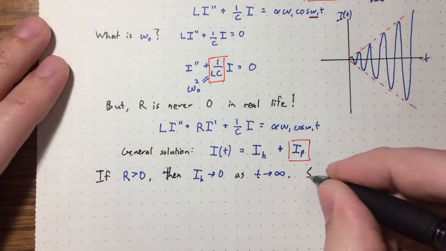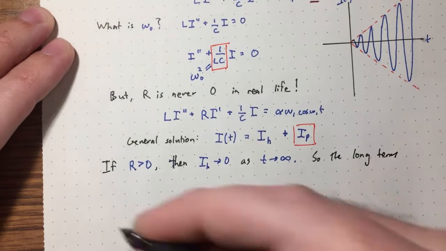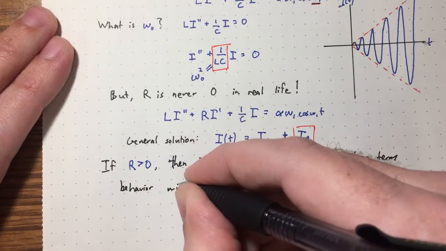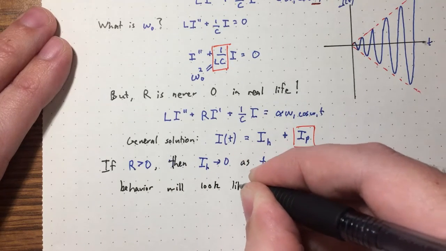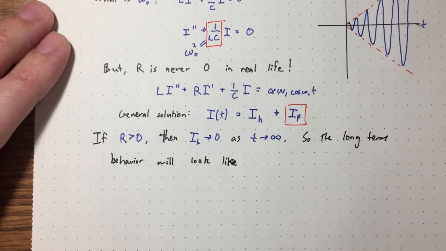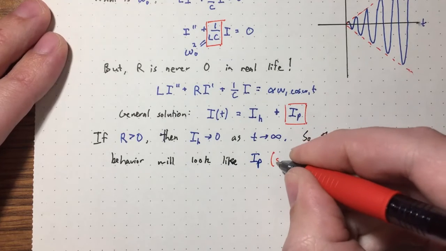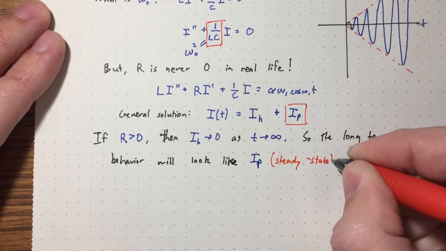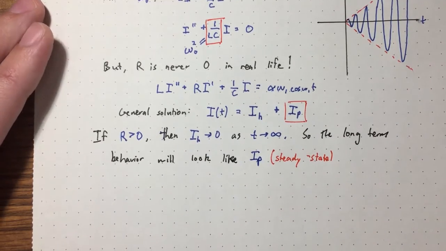So I'll write that out. The long-term behavior will look like I_P, and we call that the steady state because it persists. This I_H we call the transient.